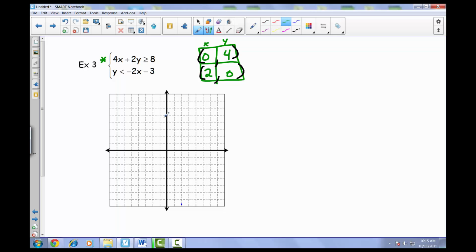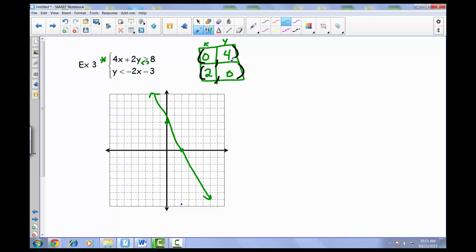So let's go ahead and plot those now. We have 0, 4, which is right here, and 2, 0, which is right there. Now when we want to connect these 2 points, we first have to determine, do we have a solid or a dotted line? Well, just looking at our inequality, we notice that we have a bar underneath, which indicates a solid line. And as a result, connecting these 2 points, we have a solid line. We should see something like that.